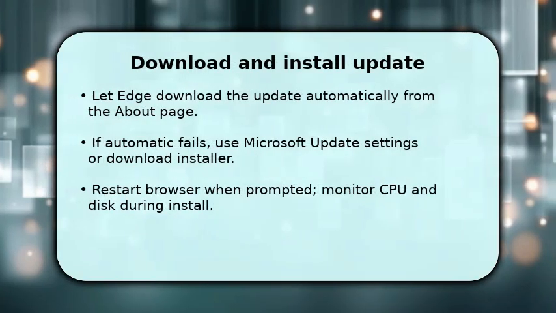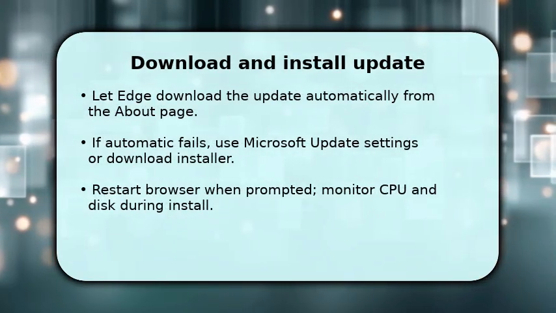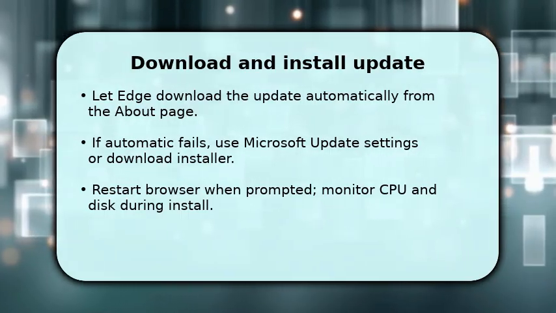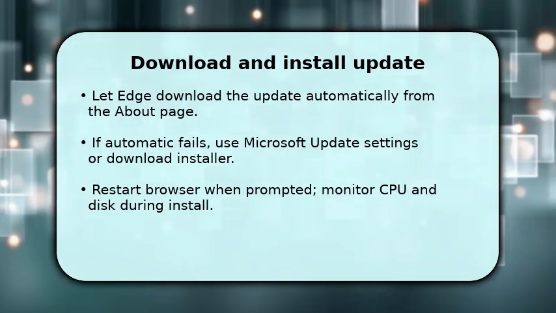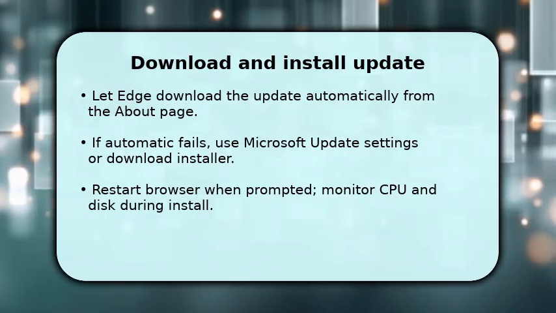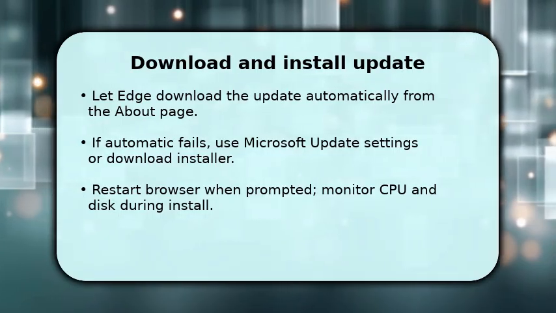Once About initiates, Edge will download the update in the background. Monitor progress and let it finish. If the download stalls, open Windows Settings, Update and Security, Windows Update, and check for Microsoft Edge updates, or download the offline installer from Microsoft via the installer utility. Use the x64 or x86 choice that matches your system.